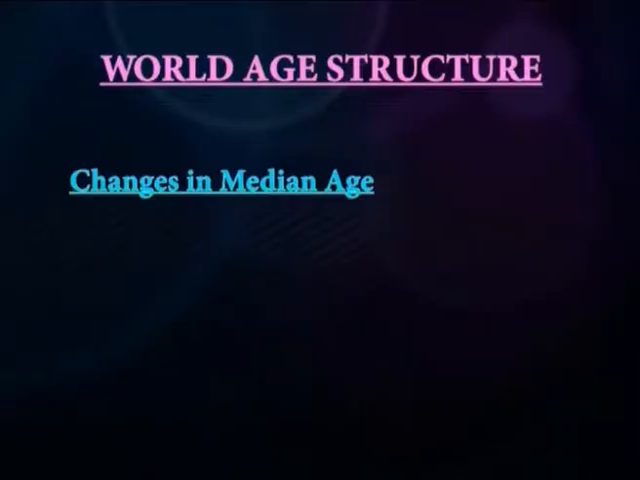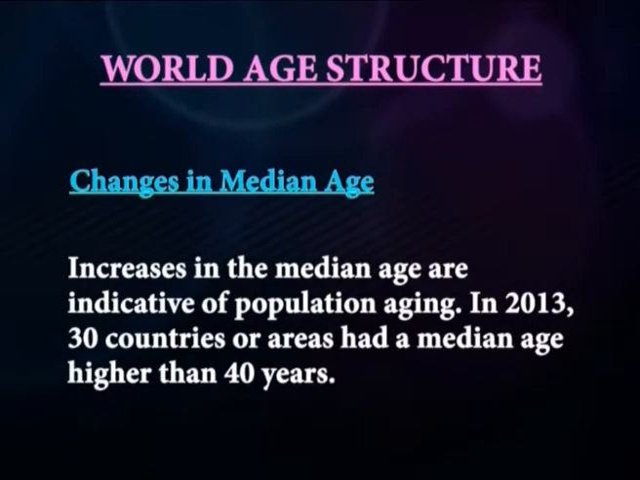Changes in median age. Increases in median age are indicative of population aging. In 2013, 30 countries or areas had a median age higher than 40 years. By 2050, close to 100 countries are expected to have a median age above 40 years.